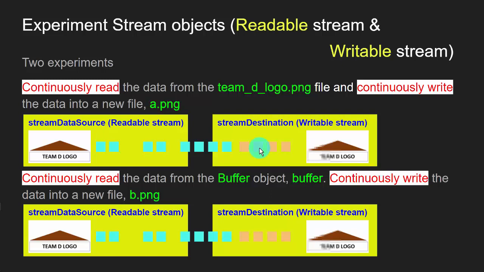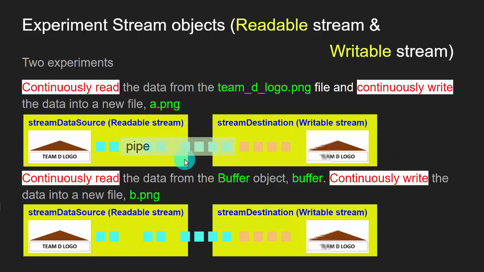In the first experiment, you shall provide commands to create a readable type stream object which will use the actual computer file team_d_logo.png as the source of the data. You will also create a writable type stream object which knows where the data should be written to, which is a.png computer file. Once the two stream objects have been created, you shall use a very popular method called pipe.